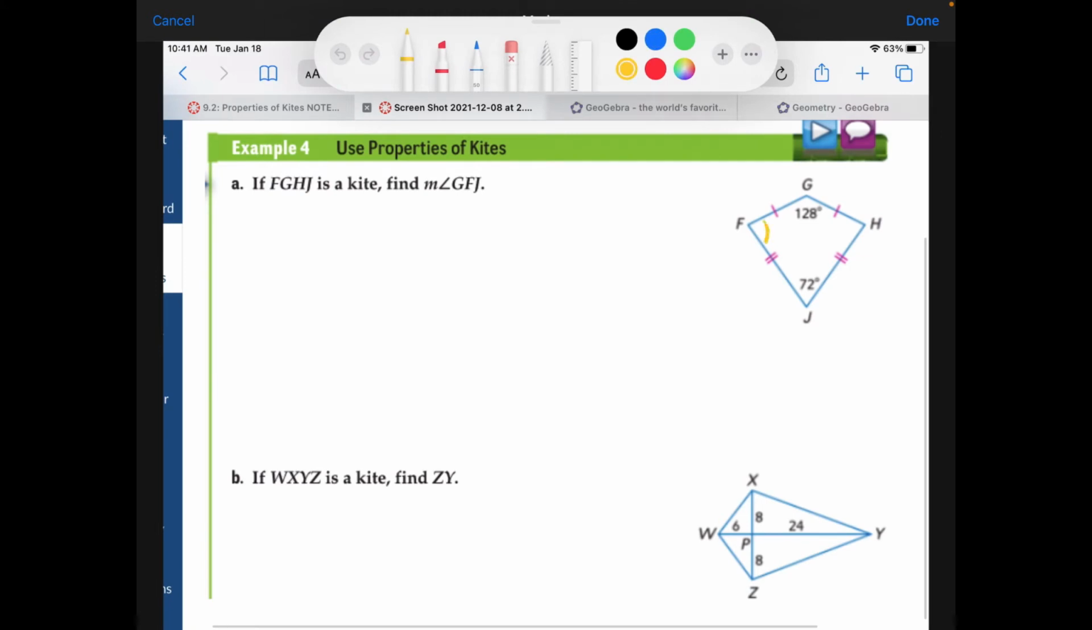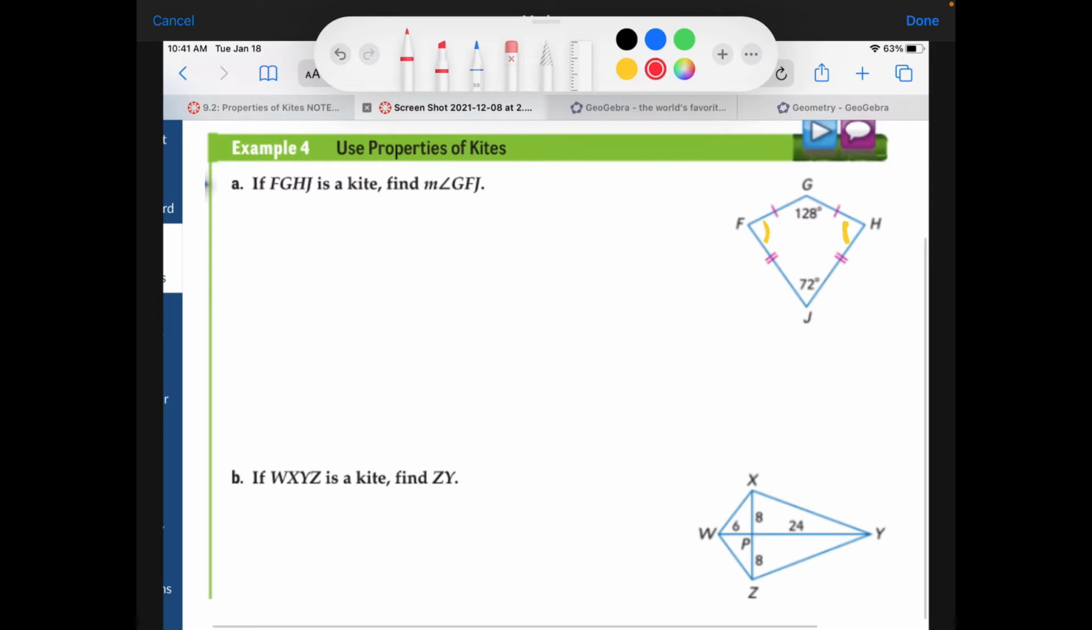They want us to find this angle right here. Find the measure of GFJ, that angle. Well, first of all, they give us two of them. We learned that one pair of opposite angles inside of a kite are exactly the same. And they gave us the top angle and the bottom angle. You can see that these two are not the ones that are congruent. The ones that are congruent are the ones not given. So we know that F and H are going to be the ones that are congruent.